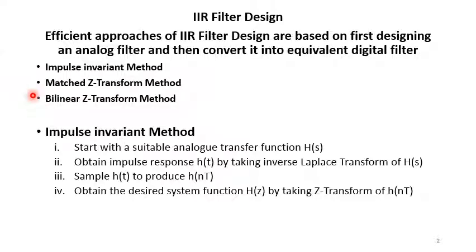So just to recap, the impulse invariant method is based on the following steps. We start with a suitable analog transfer function H(s), then using the inverse Laplace transform, we obtain the impulse response h(t), and then we sample the impulse response to produce h_n(t), and once we obtain h_n(t), we use the Z transform to obtain H(z).